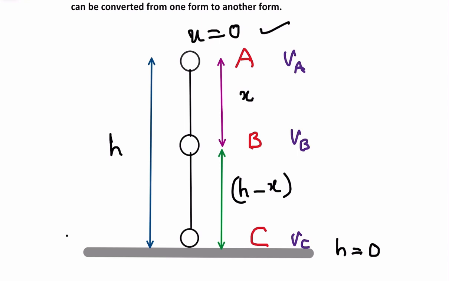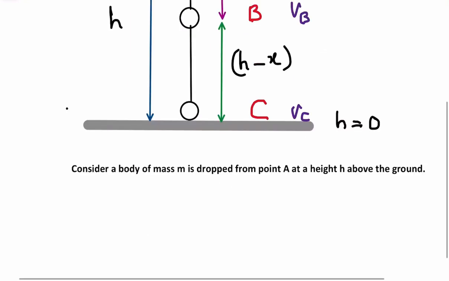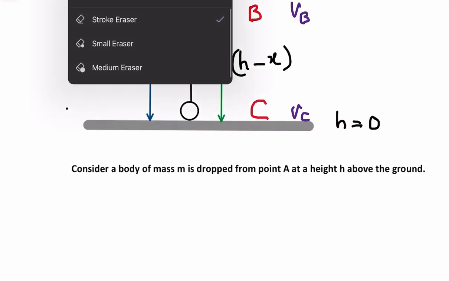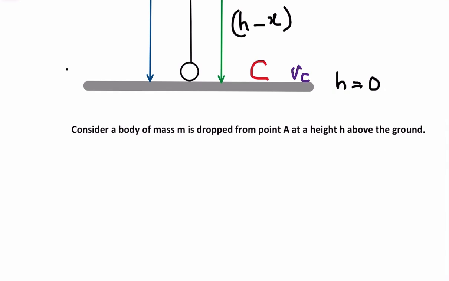Now let us start our proof. When it is thrown from A, we have to prove that energy is conserved at the points A, B and C. We have to show the total energy remains constant at the point A, at the point B and at the point C also. For that we have to show it mathematically. So let's start our discussion here. Now I'll start with the point A first.